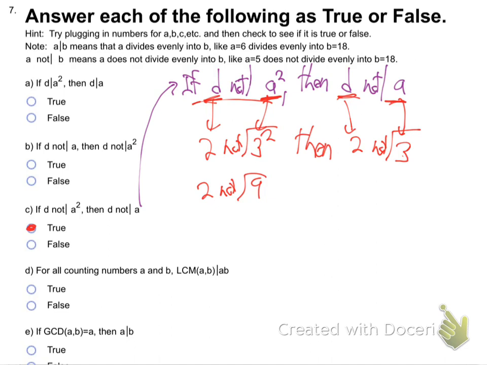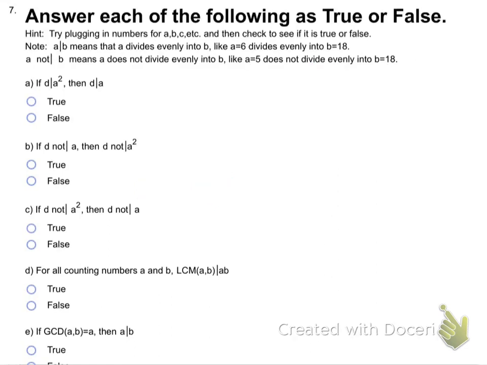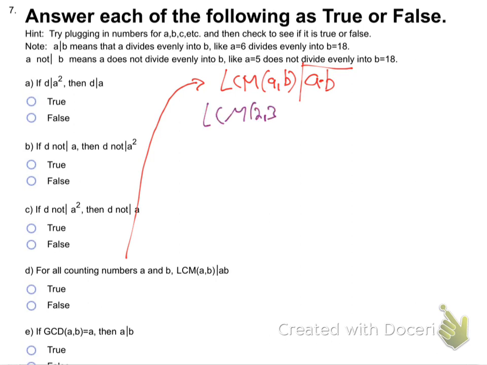All right, let's move on. Let's try part D. The LCM of A and B divides evenly into A times B. Is that true? Well, let's pick a couple of numbers. Let's find the LCM of 2 and 3 and see if it divides into 2 times 3.